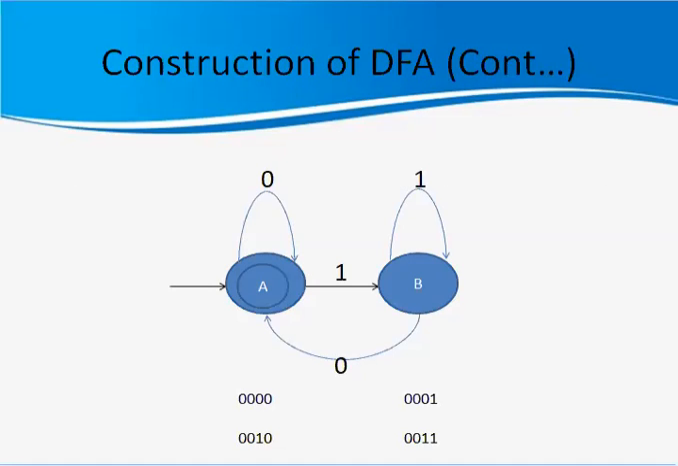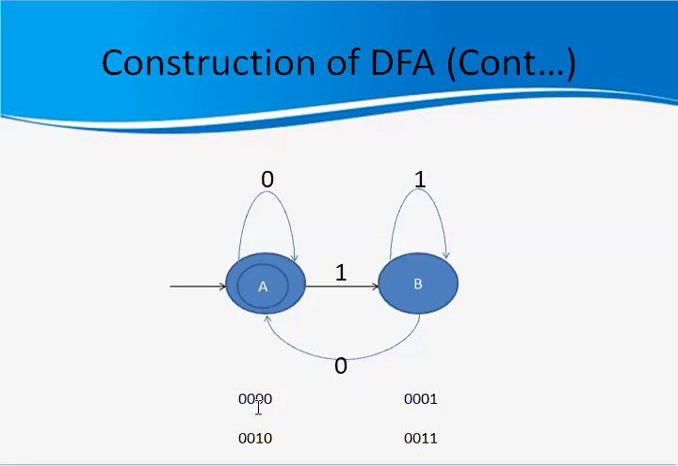So here first we will focus on the input strings. These are the input strings that we have to accept, and these are the input strings that we have to reject. So we have to design a DFA which can accept these strings and which can reject these type of strings.